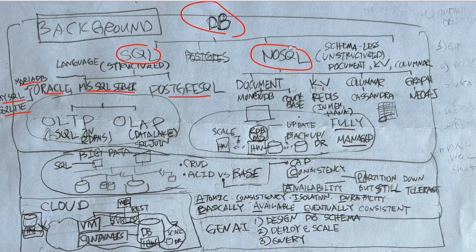NoSQL was designed to handle internet data that were schemaless, that means unstructured, such as images, sound, text, and tweets. And so the major types of NoSQL databases include document, key value store, columnar, and graph.